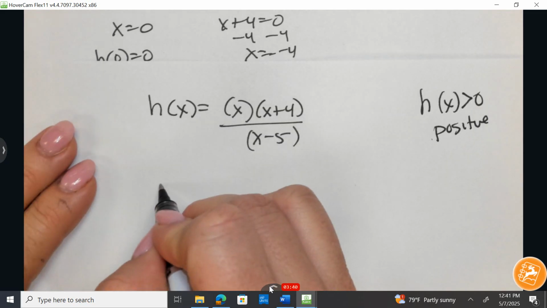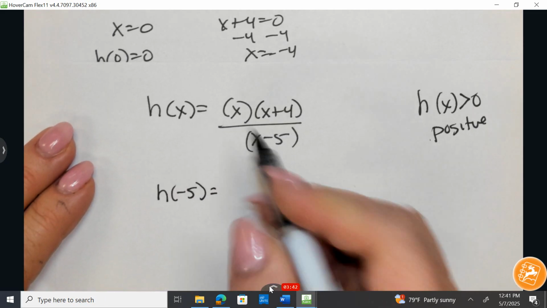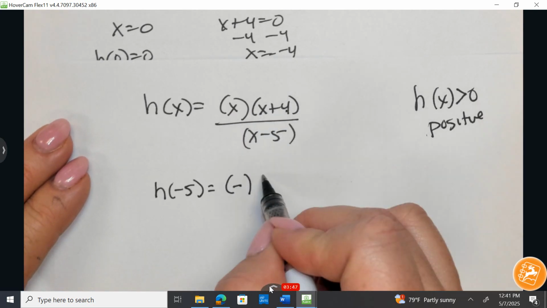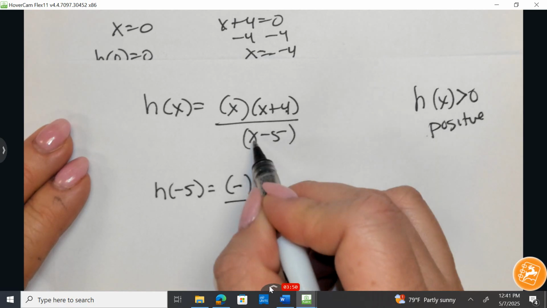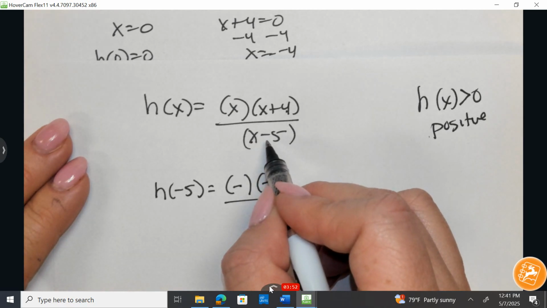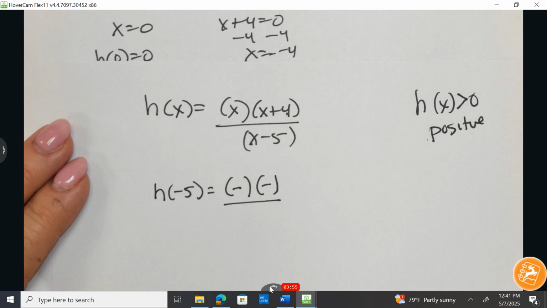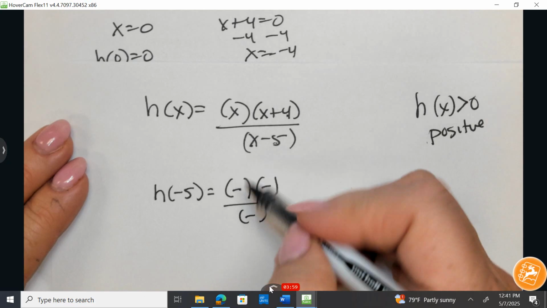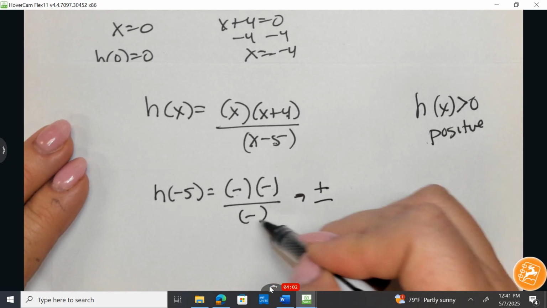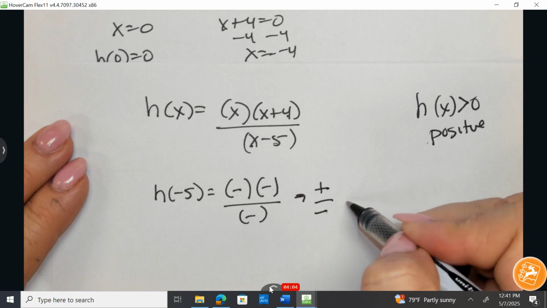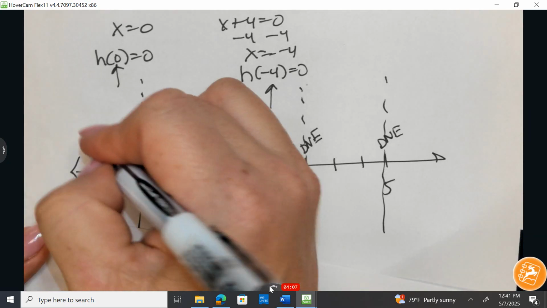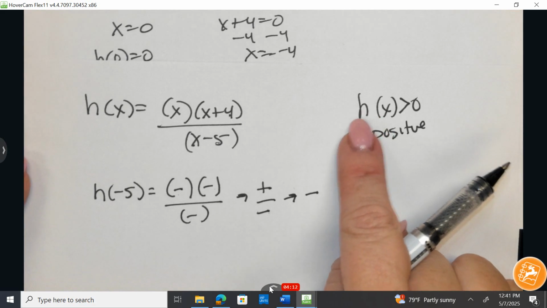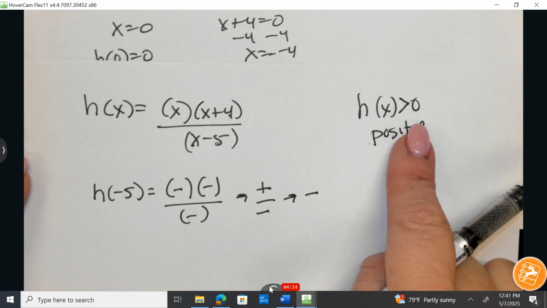So let's just choose one value to the left of negative 4. For instance, let's choose negative 5. Now I'm going to plug this in. I would have a negative value, and negative 5 plus 4 is negative 1, so another negative value, and negative 5 minus 5 would be negative 10. So I have a negative times a negative, that's a positive, and a negative on the bottom. A positive value divided by a negative value equals a negative. So over here, I'm going to write negative. Remember, my goal is to decipher which intervals produce a positive value, or greater than 0.